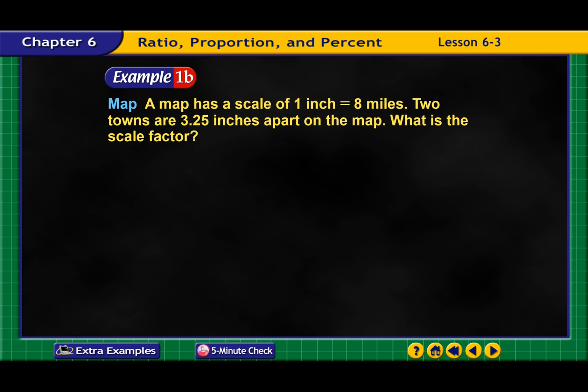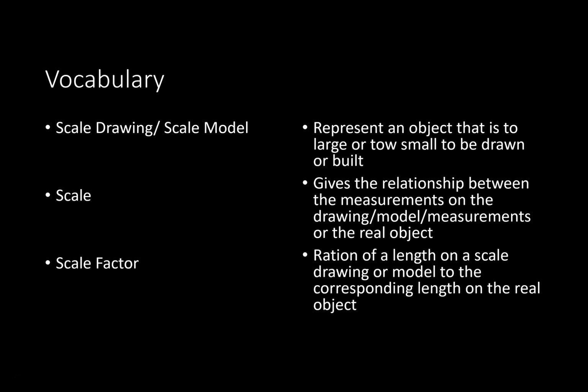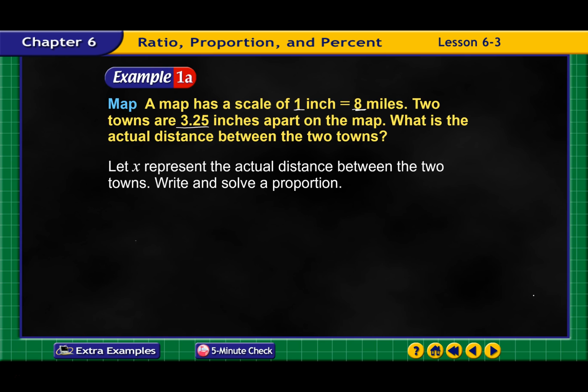Okay, a map has a scale of 1 inch equals 8 miles. Two towns are 3.2 inches apart. What is the scale factor? So this is a little different. We said scale factor back here was the ratio of the length of the scale drawing or model to the corresponding length of the real object.